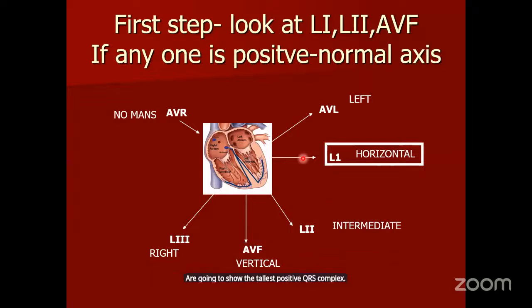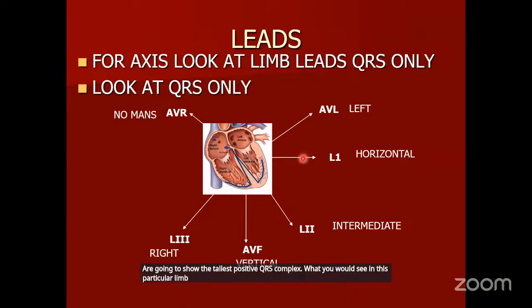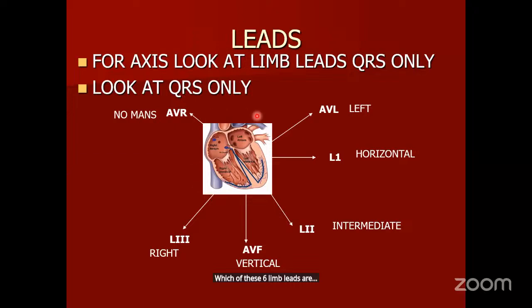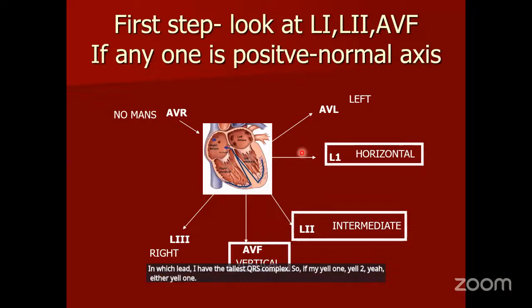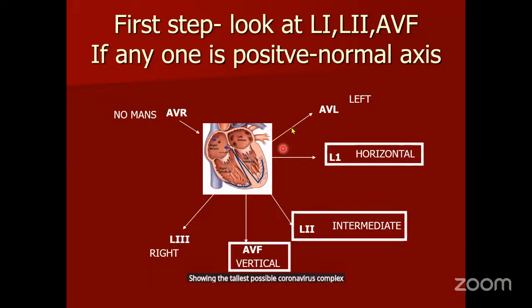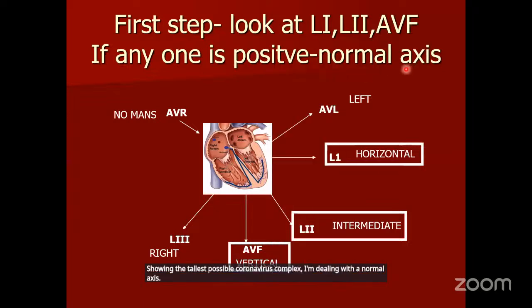What you have to see in these limb leads is which of the 6 limb leads is going to show the tallest positive QRS complex. That's what you have to see. Having seen this orientation, what next? In which lead do I have the tallest QRS complex? If either L1, L2, or AVF, any one of these 3 leads, shows the tallest positive QRS complex, I am dealing with a normal axis.